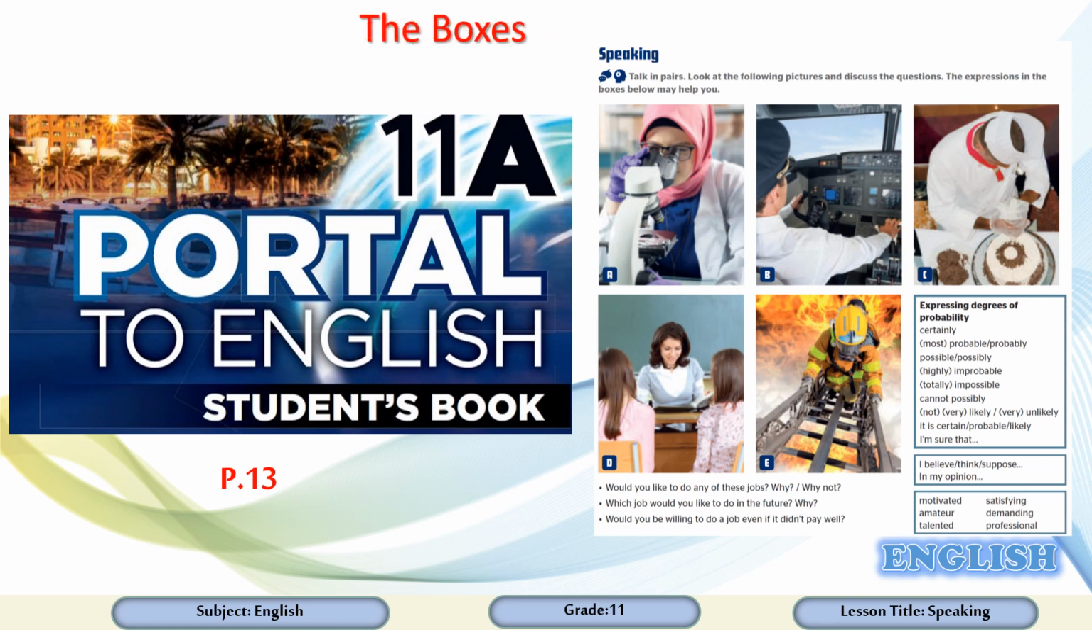Let's look at the boxes now. How many boxes are there? Yeah, there are 3 boxes. In box number 1, there are expressions that you can use to express degrees of probability. Box number 2 contains expressions that you can use to express opinion. And in box 3, there are 6 adjectives that you can use to describe jobs or describe people.